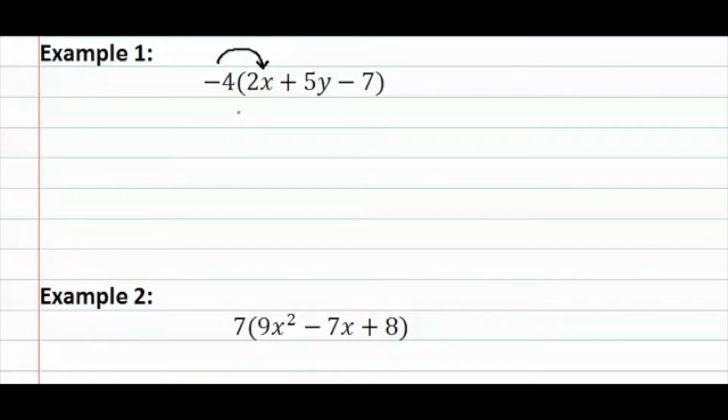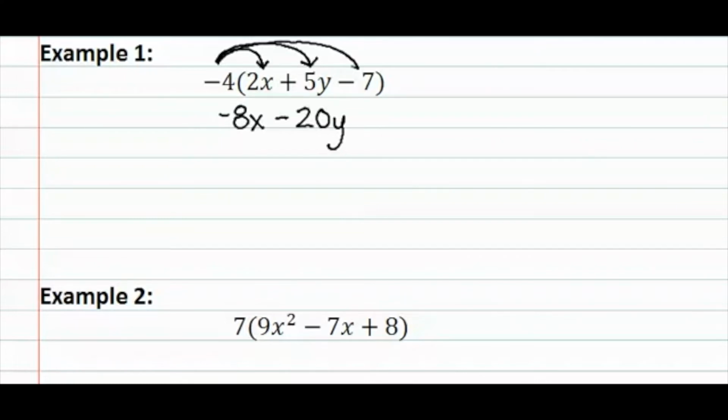We start by doing negative 4 times 2x, which gives us negative 8x. The second step is negative 4 times a positive 5y. When we have negative 4 times a positive 5, remember it gives us a negative 20 because a negative times a positive is a negative. The y is still there.